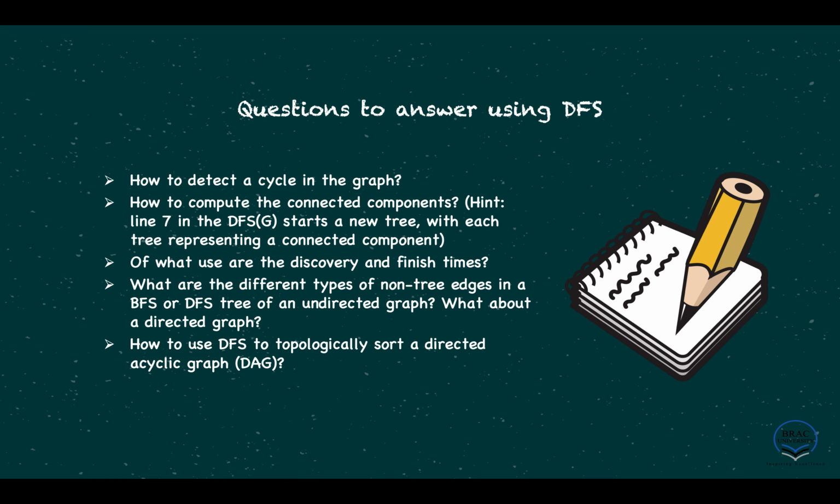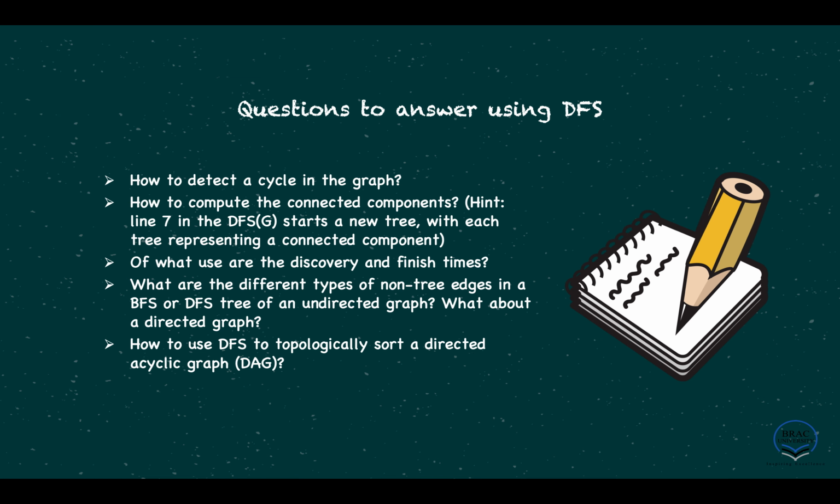So what are the questions we can answer using DFS? These are the questions we can answer using DFS. How to detect a cycle in a graph, and how to compute the connected components. Like in DFS, we start a new tree, each tree representing a connected component. I already talked about it. Ignore the line 7. If you find our old slides, you'll find that we have all the pseudocode lines numbered, so this 7 is that. It is where we use discovery and finish time.